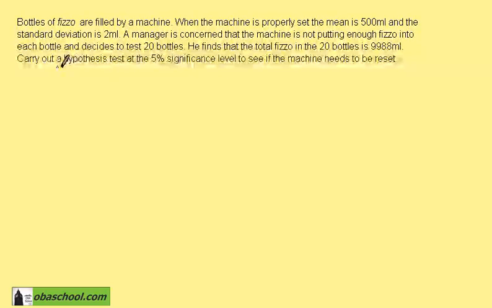When carrying out a hypothesis test, we need to have null and alternative hypotheses. The null hypothesis is called H0 and is always the situation of no change. The original situation is that the machine should be set with a mean of 500 milliliters. Therefore, the null hypothesis is that mu is 500.